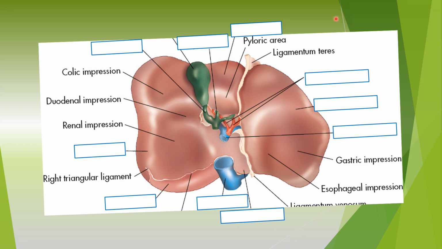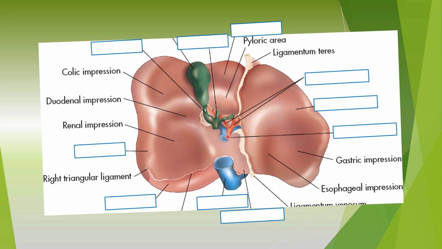Let's see how you did. So we're going to start right up here at the top. This one is pointing to that medial left lobe, also known as the quadrate lobe. We already talked about that a little bit. The next one is pointing to these 2 red vessels right here. These 2 red vessels, as seen from underneath, are the hepatic arteries. Over here we have the left lobe of the liver.